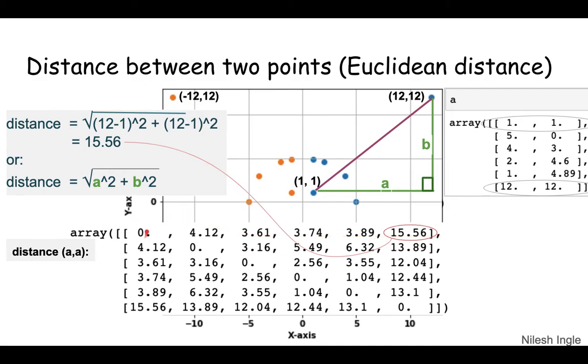So this is the distance of point 1 1 from point 1 1 itself, that's why it's 0. And this is the distance of point 1 1 with 5 0, which is this 4.12. And similarly, this is the distance between point 1 1 and point 12 12. And this distance is the same as what we calculated manually right here.